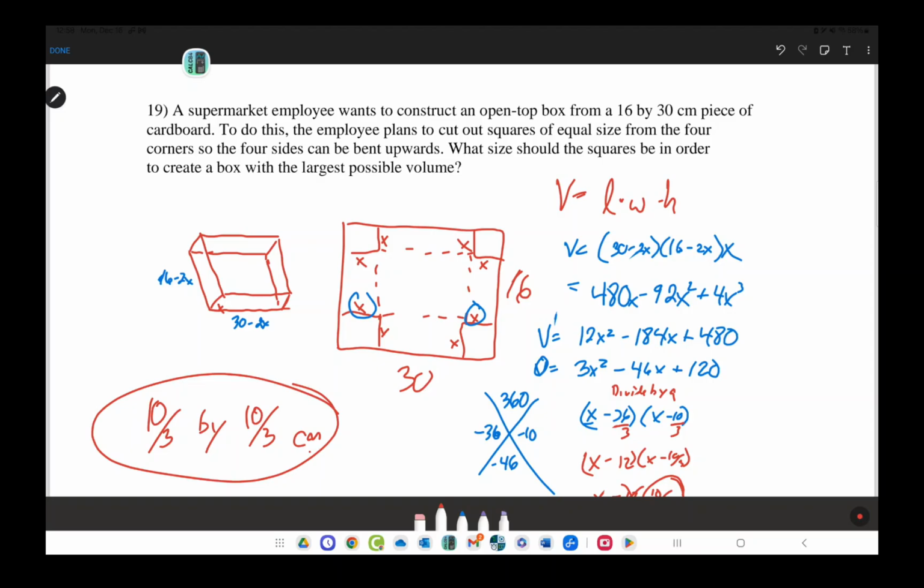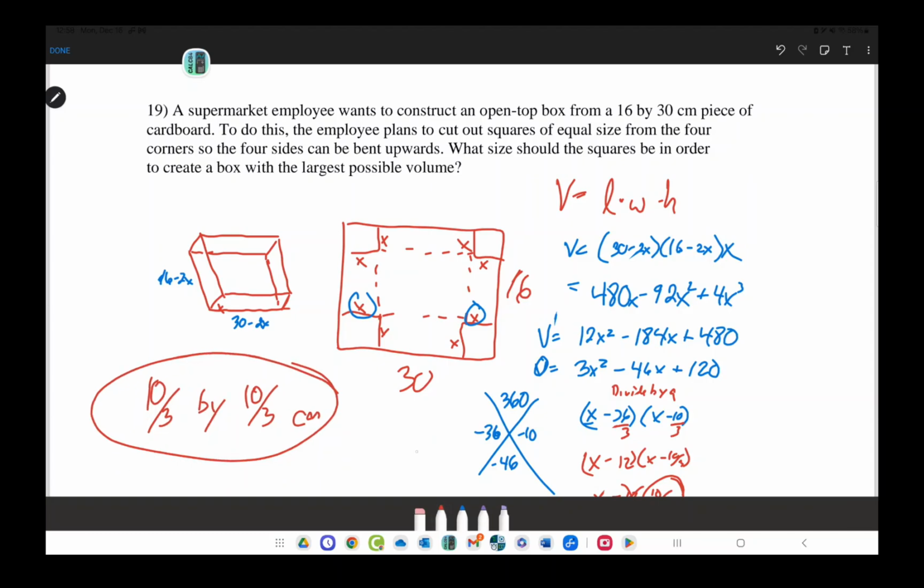Why would 12 be too big? Plug in 12 and find the length and width. 50 minus 2, 16 minus 24 is -8. Yeah, one of them will always not work. One of them will either make it negative, obviously, or separately make it negative in this case.